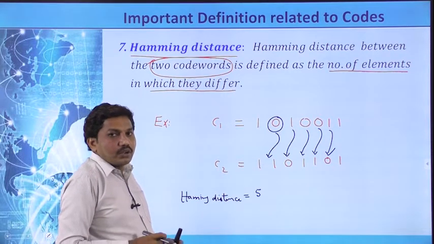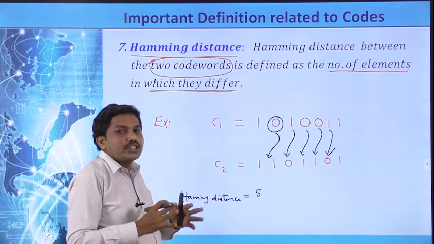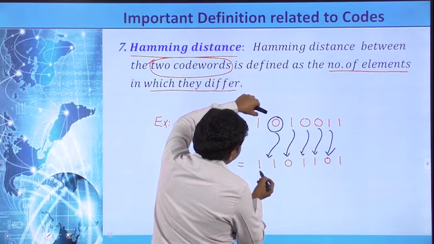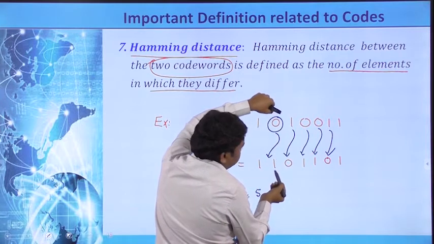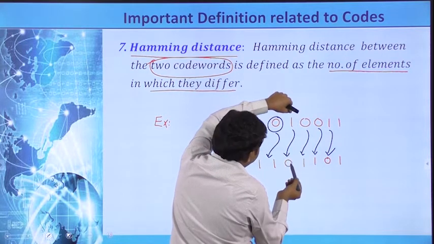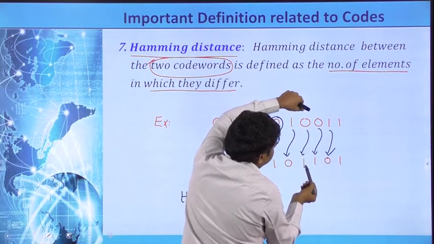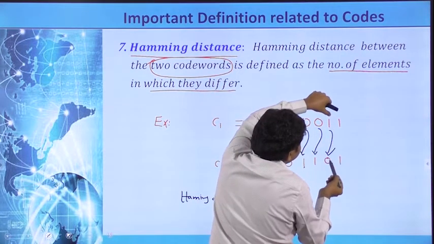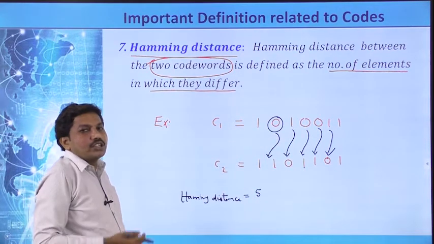Once again, Hamming distance between two code words is nothing but the number of elements in which they differ. Look at the example carefully. In C1 we have 1, in C2 also 1, so there is no change in the first bit. In C1 the second bit is 0, in C2 the second bit is 1, so 0 is changed to 1. Third bit: in C1 it is 1, in C2 it is 0, so this bit also changed. In C1 it is 0, it changes to 1. In C1 we have 0, once again it is changed to 1. In C1 we have 1, it is changed to 0. How many bits are changed? 1, 2, 3, 4, 5. So the Hamming distance between C1 and C2 is 5.